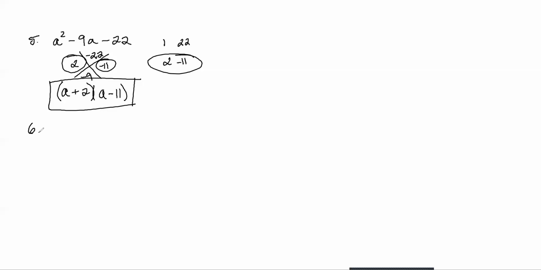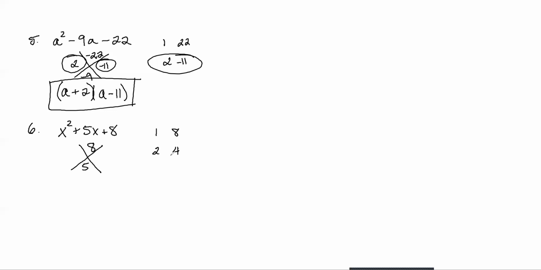Okay, number 6. X squared plus 5x plus 8. So for this one, let's look at our big X first. We're multiplying to 8, adding up to 5, some nice positive numbers to deal with. The factors of 8, we've got 1 and 8, 2 and 4. 1 and 8 don't add up to 5, neither do 2 and 4.